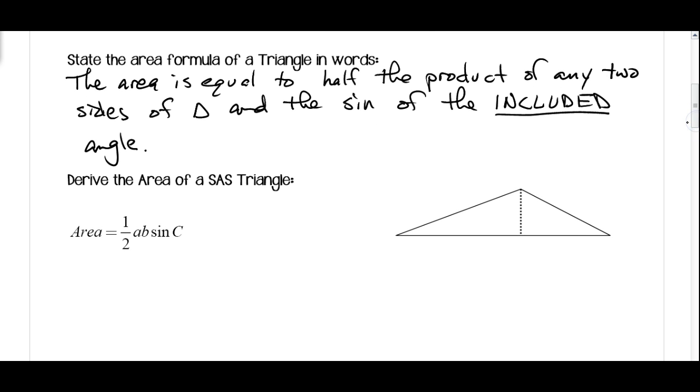derivation of that formula. So I'm going to label my triangle ABC, and I'm going to let this be the height. Then this would be side B, this would be side C, and this would be side A.